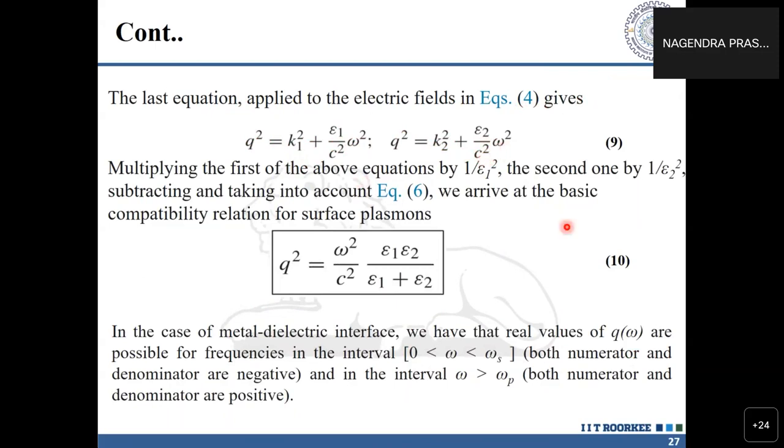With further simplification, you get the basic compatibility relation for the surface plasmon, that is equation 10, which is q square equal to omega square divided by c square, epsilon 1 epsilon 2 divided by epsilon 1 plus epsilon 2. In the case of a metal dielectric interface, real values of q omega are possible for frequencies in the interval omega greater than 0 but less than omega s, where both numerator and denominator are negative, and in the interval omega greater than omega p, where both numerator and denominator are positive. That is from equation number 10.